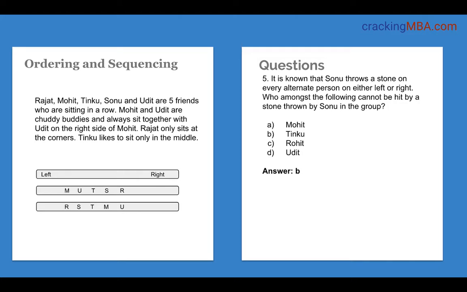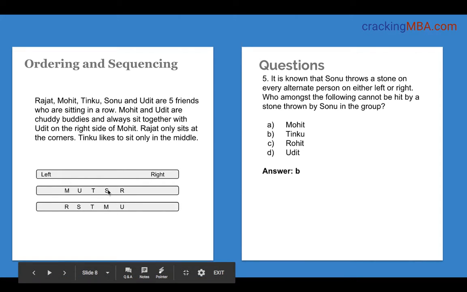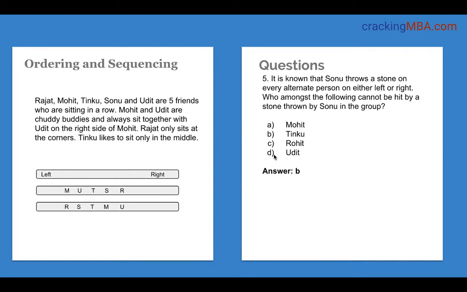Next question is, it is known that Sonu throws a stone on every alternate person on either left or right. Who amongst the following cannot be hit by a stone thrown by Sonu in the group? Now, if we see these possibilities, we can see that Sonu throws a stone on every alternate person. So it could either be Udit over here, or it could be Mohit. Okay. So question is saying, who amongst the following cannot be hit by a stone? So since Tinku is always beside Sonu, he cannot throw the stone on Tinku. So the correct answer is Tinku.